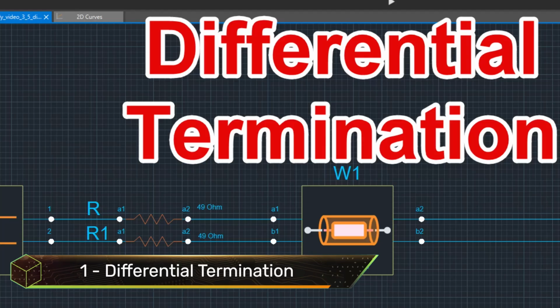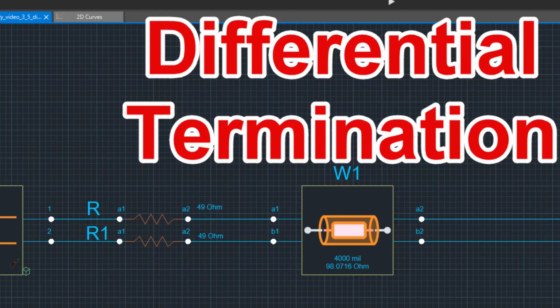Now we're down to strategy number 1, differential termination. For differential pairs, you put a resistor at the transmitter or driver on that leg of the differential pair. 1 resistor per leg. Each resistor will be half the total differential impedance. So let's say you have a 90 ohm differential impedance, you need each resistor to be about 45 ohms.